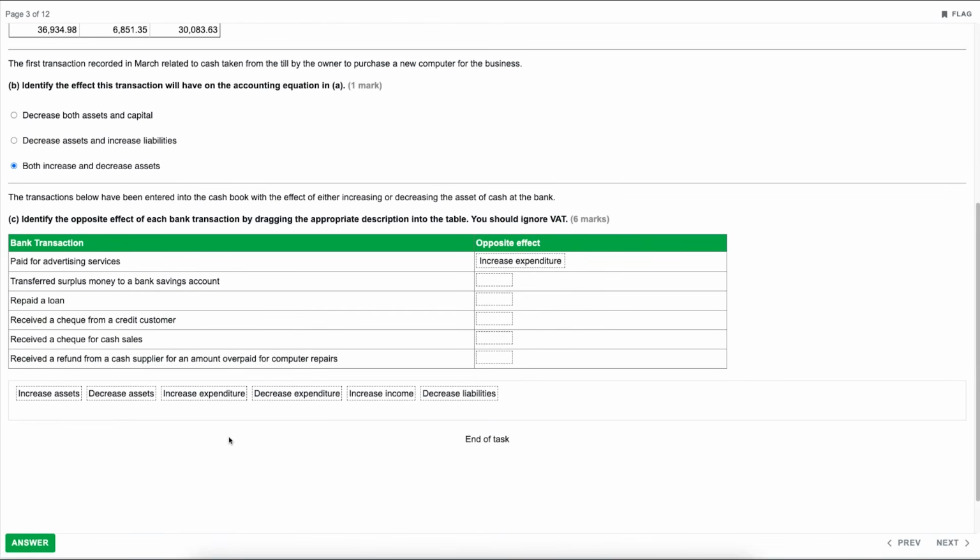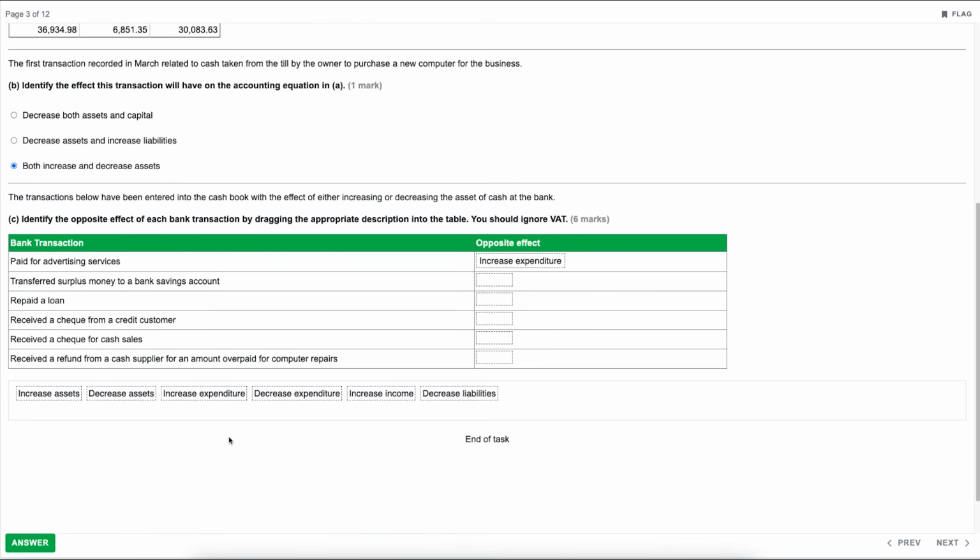The second one on the list says transferred surplus money to a bank savings account. Now the effect of this is that we would obviously decrease our cash book balance, our bank balance. However, it's also been moved to a bank savings account. Now we're looking at the opposite effect. So we're focusing on the other half of the double entry. Therefore, we're focusing on the move into the bank savings account, which would have increased our asset.